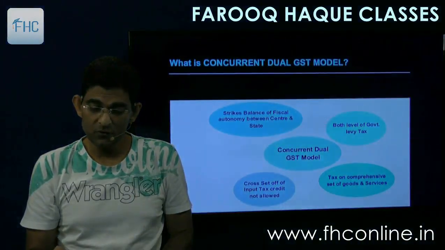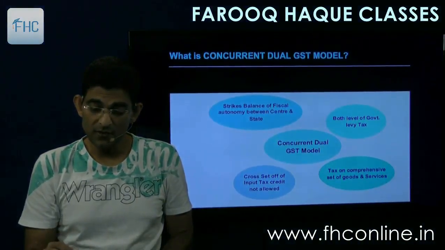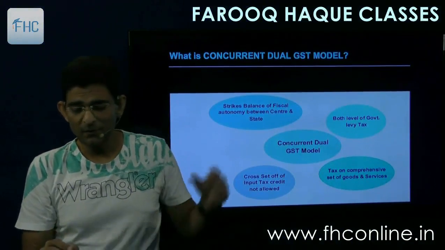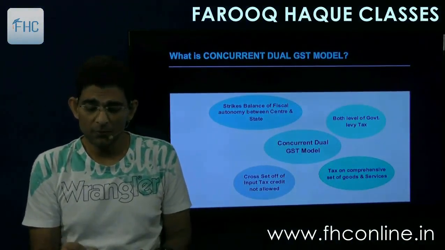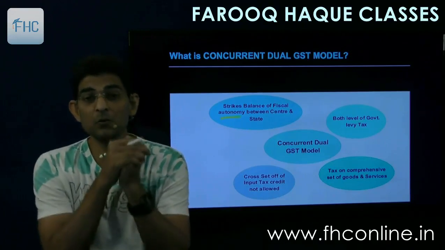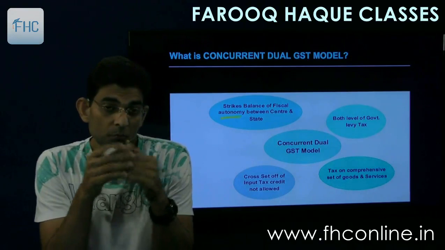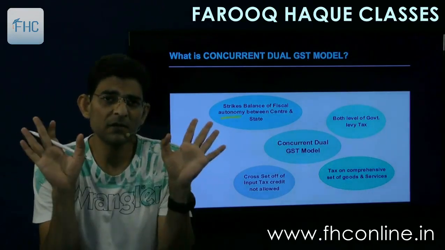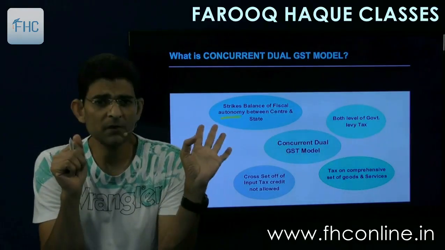Then again it is explained what is concurrent dual GST. So it strikes the balance of fiscal autonomy between central and state. Fiscal autonomy means both the central and state governments in India under the constitution have the power to impose tax. So both of them will levy their part separately. I want my part separately, you take yours separately.